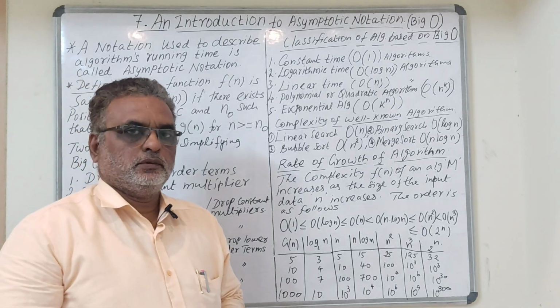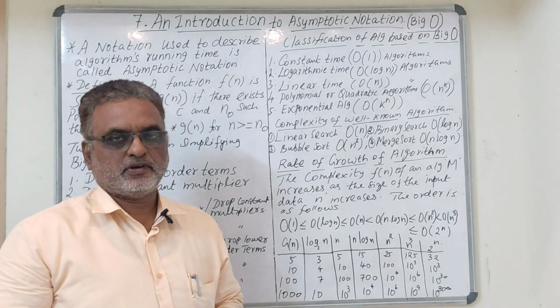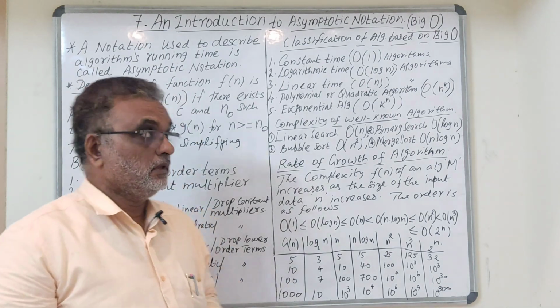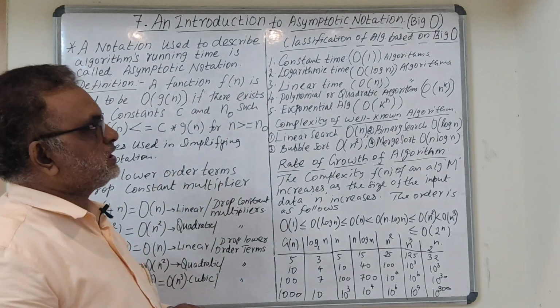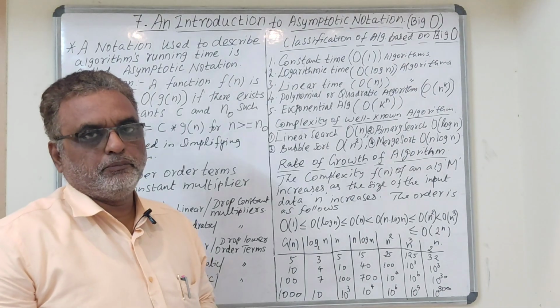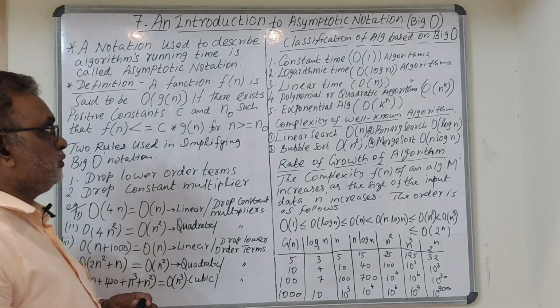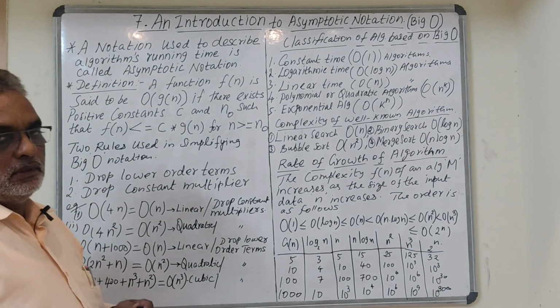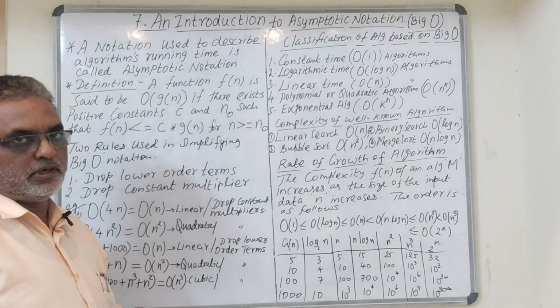So in this video we are going to discuss another very important concept from data structures and algorithms, that is an introduction to asymptotic notation, big O notation. A notation used to describe the algorithm's running time is called asymptotic notation.